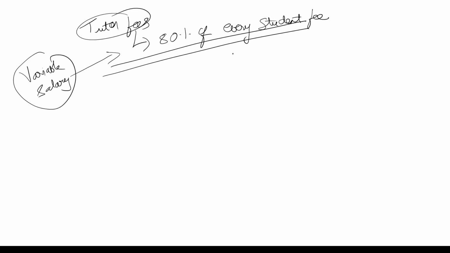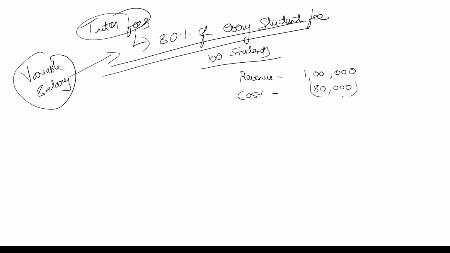Let's see what happens. If you have 100 students, then the revenue is going to be 1 lakh. The cost, which is the tutor salary, is going to be 80% of this, which is 80,000. So you're going to have a profit of 20,000. No problem. This is the base case.